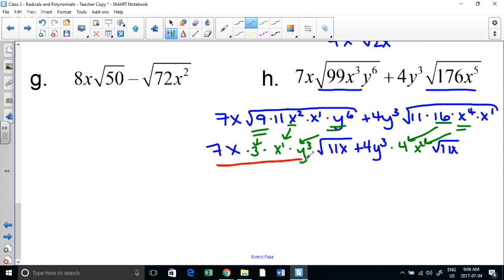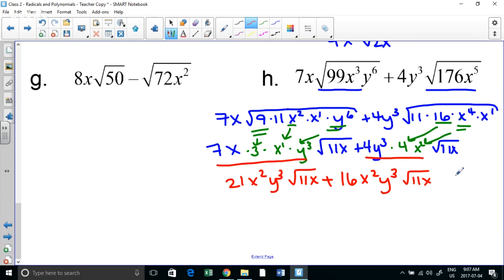We want to put our coefficients together because this big thing is not something I particularly want to be dealing with. And I have a 3 times 7, that gives me 21. I have an x and an x, gives me x squared. I have a y to the 3, and I'm left with the root of 11x. I have a 4 and a 4, which means 16. I have an x squared, and I have a y to the 3. That's the root of 11x.